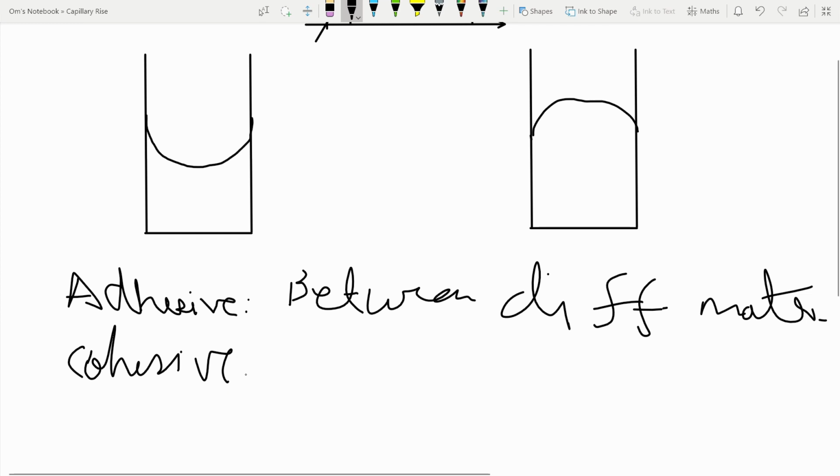act between the same types of materials. There are cohesive forces between molecules of the same gas. Then there are cohesive forces between molecules of the same liquid. All throughout this liquid, there are cohesive forces between different molecules. So between molecules of the same material.